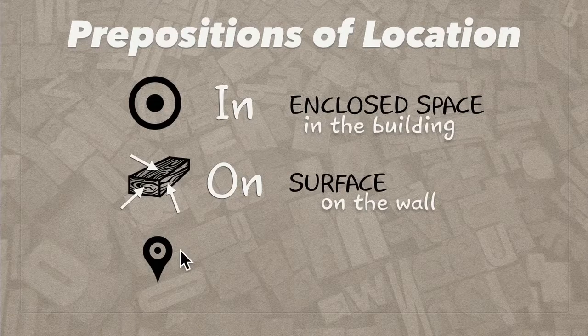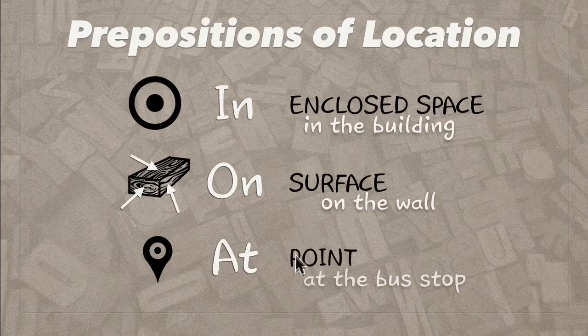And finally, at is used for a point somewhere. For example, at the bus stop. It's a specific area, and maybe it has walls, maybe it doesn't. It's a general area. Keep in mind, sometimes in and at can be switched. You could say, I'm in the park or at the park. However, in is more specific to being in the center, and at is more about the general location.